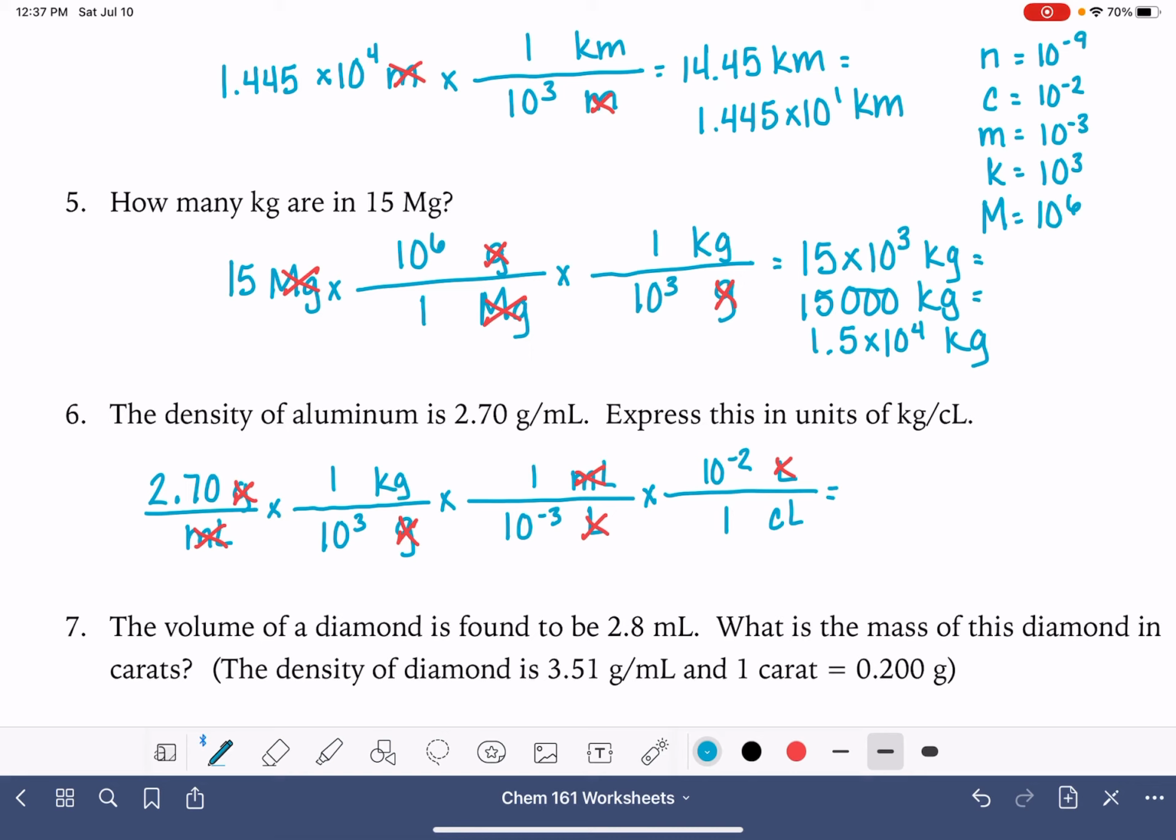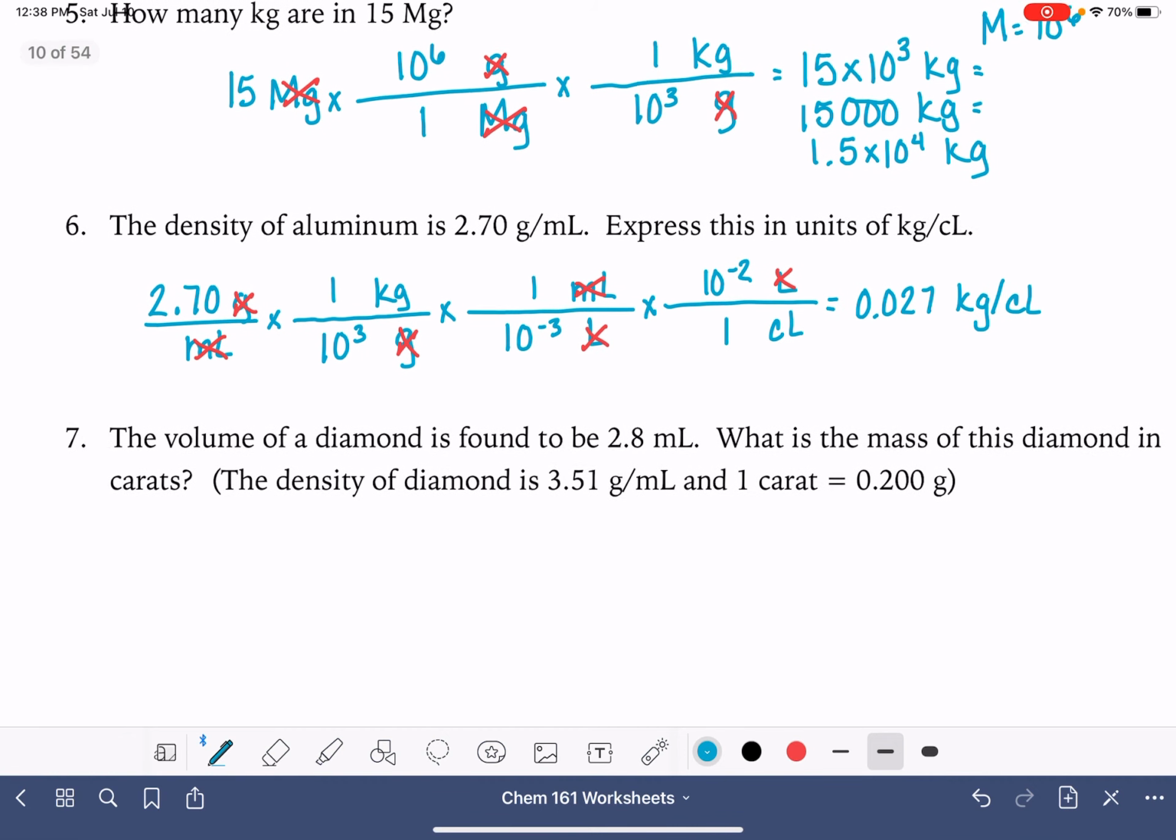We've got a lot of numbers to go into the calculator here. 2.7 divided by 1 times 10 to the 3 divided by 1 times 10 to the minus 3, so that cancels out, times 1 times 10 to the minus 2. This is 0.027 kilograms per centiliter. And we have one more problem on here.